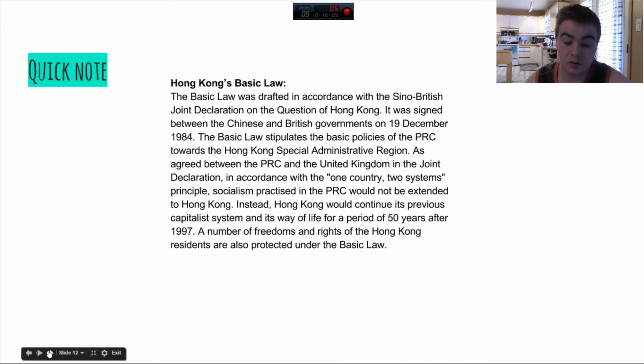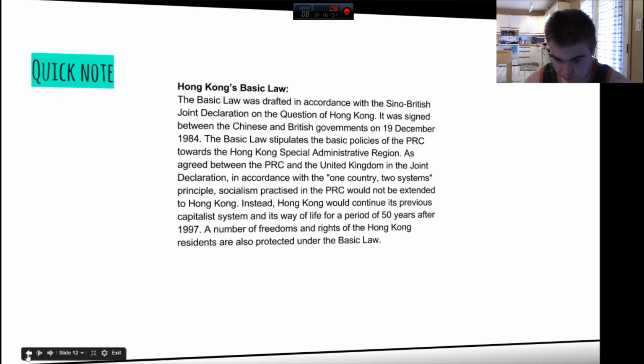In accordance with the one country, two systems principle, socialism practiced in the PRC would not be extended to Hong Kong. Instead, Hong Kong would continue its previous capitalist system and way of life for 50 years after 1997. A number of freedoms and rights of Hong Kong residents were also protected under the Basic Law. That's the Basic Law right there, by the way.